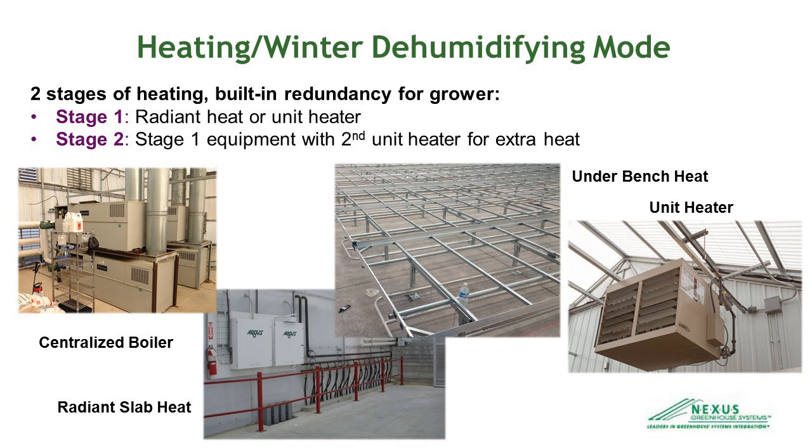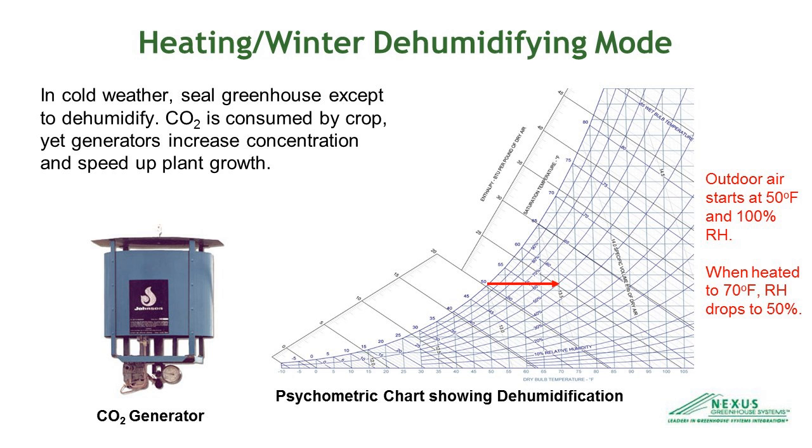I'd like to add that there's a productivity component here. By using radiant heat either under bench or in the slab, the root zone of the plant gets heated quicker and can contribute to plant growth that can have an impact on your overall crop yield.